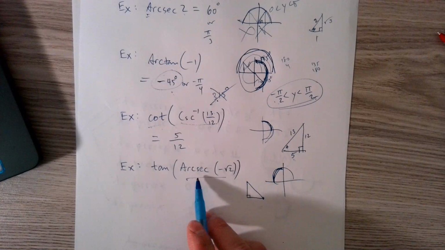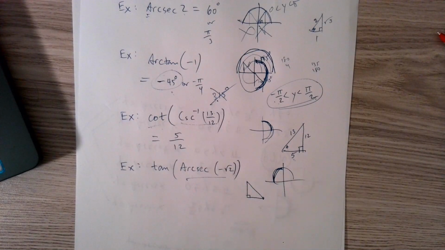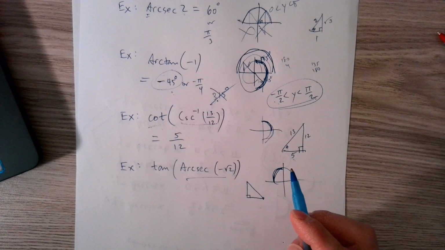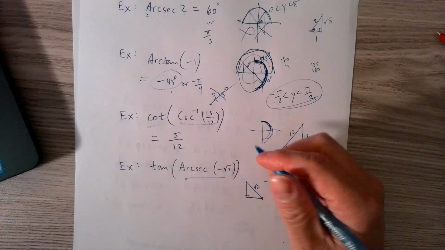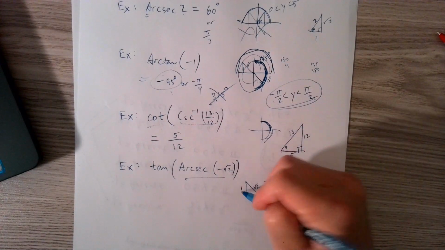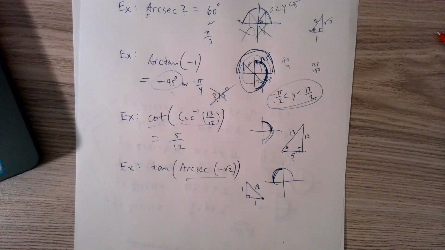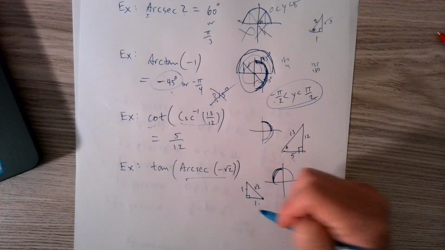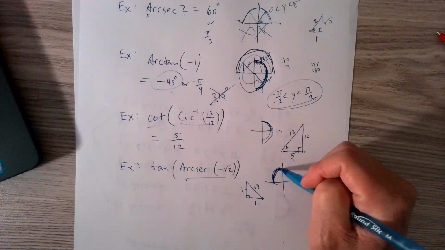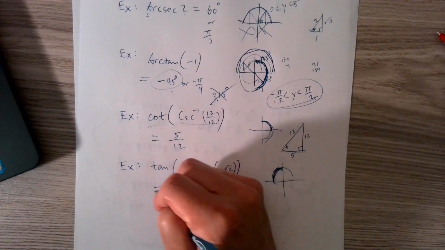Okay, so they're telling us that the secant of this angle is negative root 2. So that would mean this is root 2 and this is 1. So we have a 45, 45, 90 triangle in quadrant 2. And I want the tangent of this angle. That would be this over this. It's not positive 1 though, it's negative 1 because remember what quadrant we're in. We're in quadrant 2. So that would be negative 1.